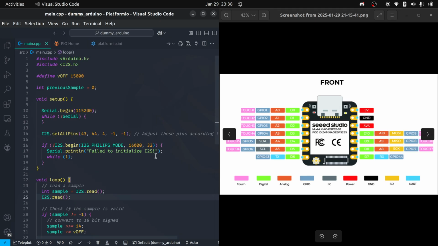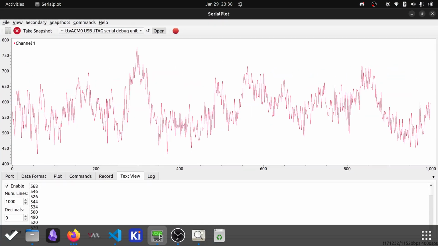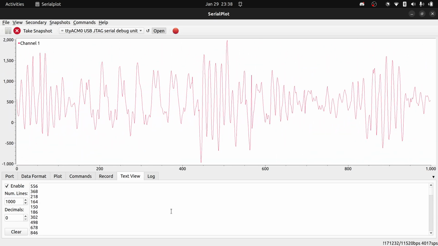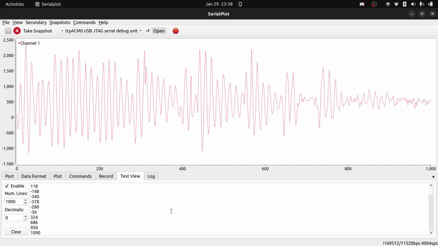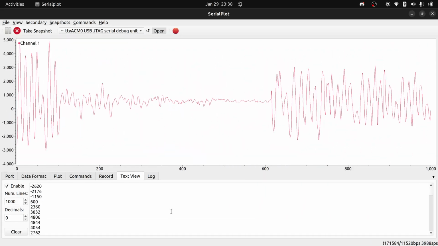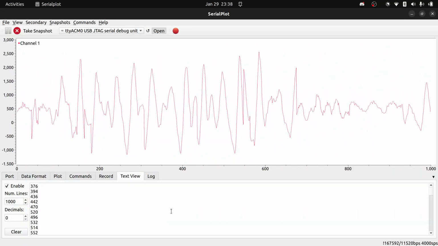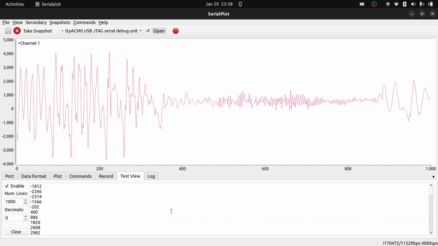Now, we can take a look at what that looks like here. So when I talk, you can see the waveform is kind of floating around zero. That's from the voltage offset, and it's pretty clean. I'm very happy with the performance of this microphone, and I'm glad it was able to actually work.